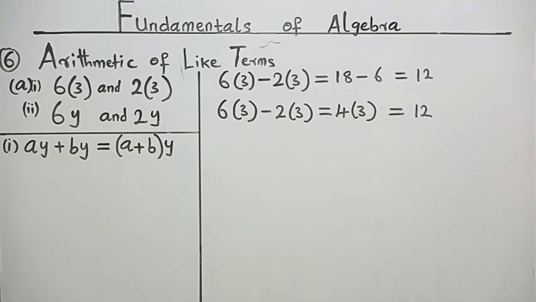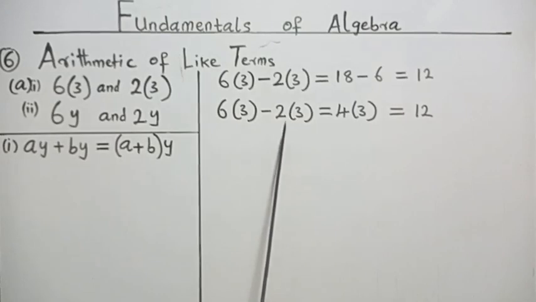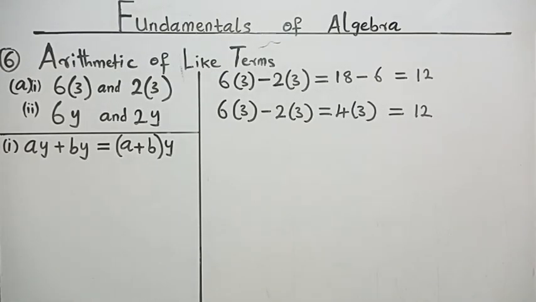Now, let us look at a different method of getting the same 12. See it here. 6 bracket 3 minus 2 bracket 3 means 6 3s minus 2 3s. Somebody has counted 3s into 6, and then he wants to remove 2 3s out of what he has counted. What will that remain? It will remain 4 3s. That is how we got this answer, 4 bracket 3.